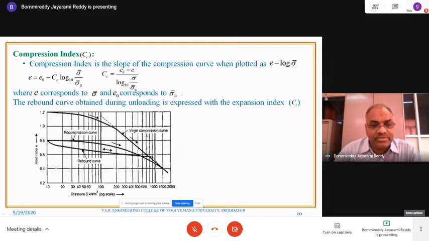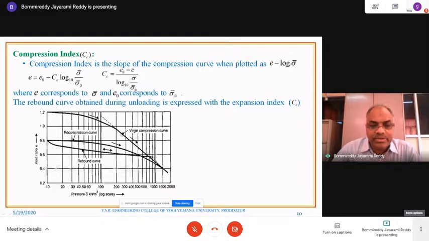Virgin compression curve. And after removal of the load, the curve takes the path of the rebound curve. And after reaching a certain level, again loading, because of loading, again it is going to compress, and that is the recompression curve. So virgin curve, rebound curve, again recompression curve. So here Cc means the slope of the virgin compression curve, the slope of the original compression curve.